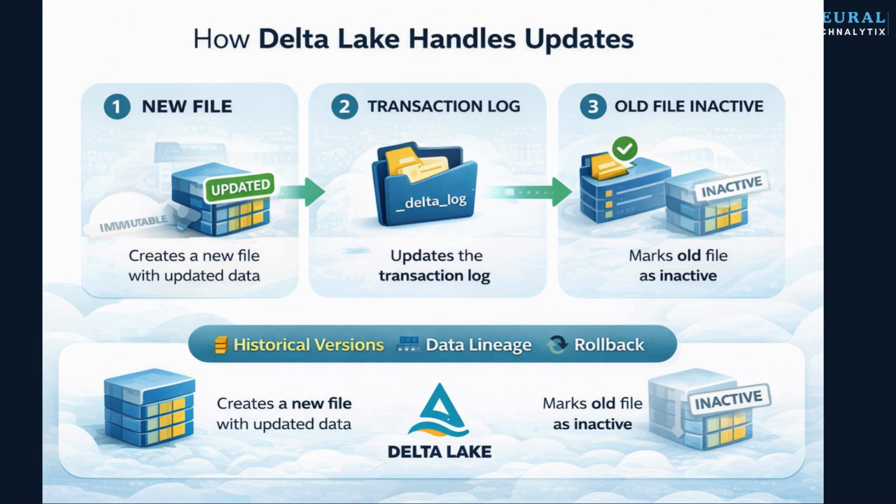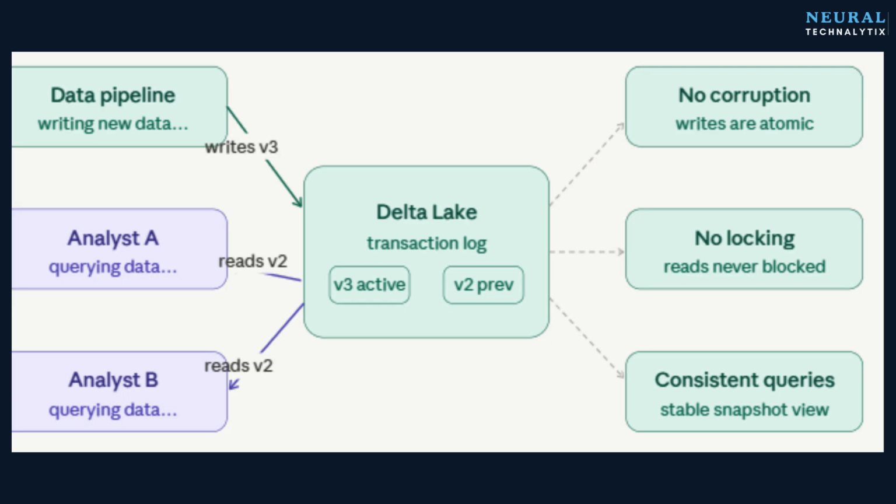Concurrent reads and writes. Another major advantage of Delta Lake is support for concurrent operations. This means multiple users can read and write data at the same time. For example, one data pipeline can be writing new data, while analysts are still safely querying the previous version of the table. This ensures no data corruption, no locking issues, and consistent queries.